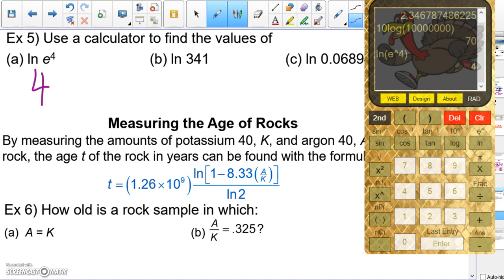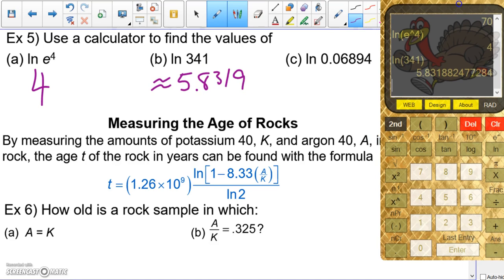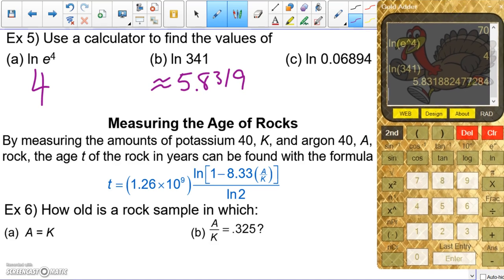Part B says natural log of 341. Messy decimal is about 5.8319. I like to round to 4 decimal places. Natural log of 0.06894 is about negative 2.6745.